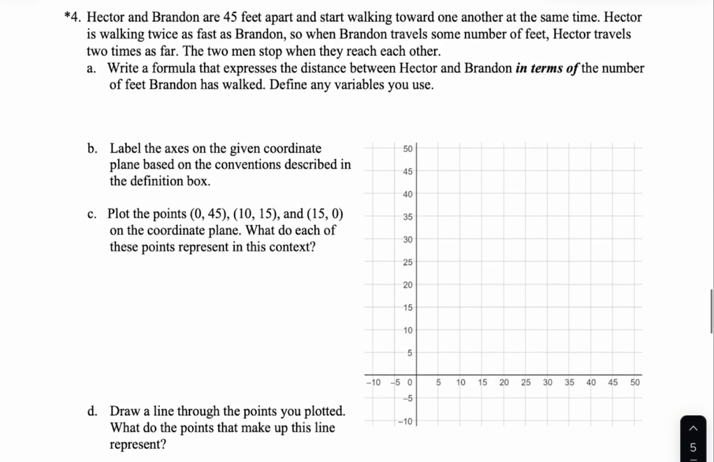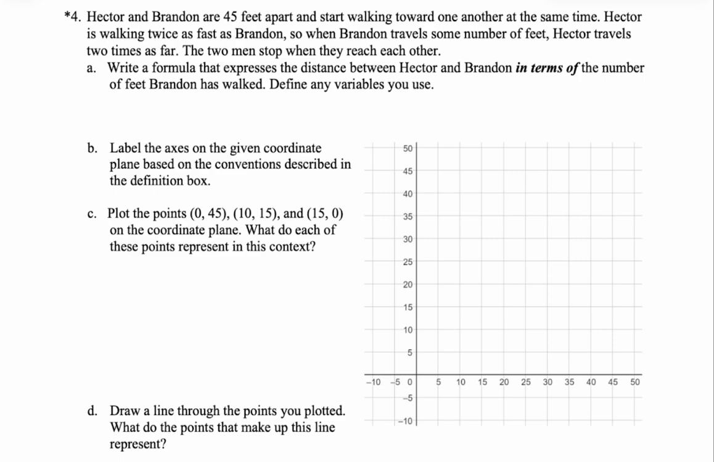So let's take a look at example 4. It says Hector and Brandon are 45 feet apart and start walking toward one another at the same time. Hector is walking twice as fast as Brandon. So when Brandon travels some number of feet, Hector travels 2 times as far. The 2 men stop when they reach each other. Write a formula that expresses the distance between Hector and Brandon in terms of the number of feet Brandon has walked. Define any variables you use.